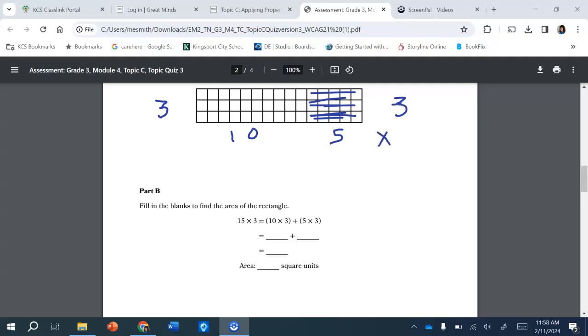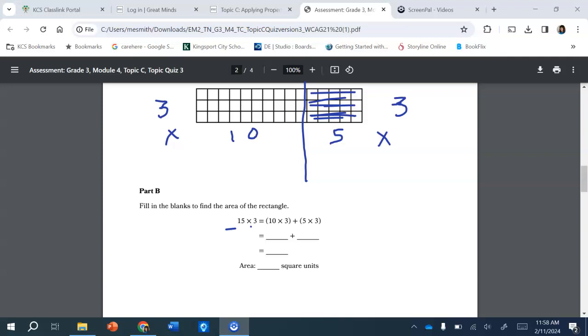We want to multiply each of those. So looking down at this equation, here is the entire area, how I would find it, 15 times 3. But we broke it up into a 10 by 3, that was white, and a 5 by 3, that is blue now on mine. And then they just want me to do the math.